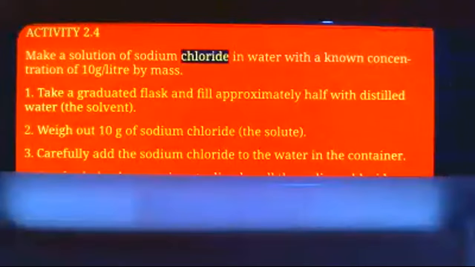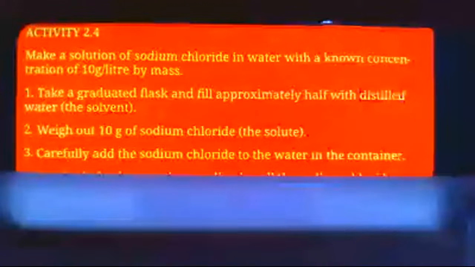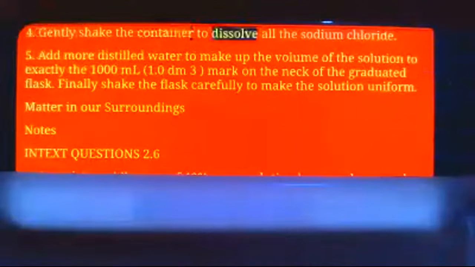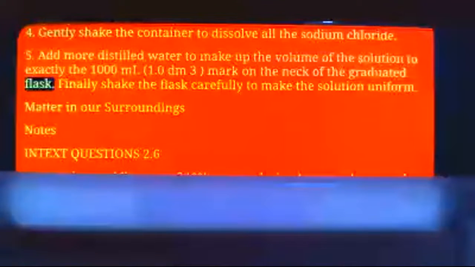Activity 2.4. Make a solution of sodium chloride in water with a known concentration of 10 grams per liter by mass. 1. Take a graduated flask and fill approximately half with distilled water, the solvent. 2. Weigh out 10 grams of sodium chloride, the solute. 3. Carefully add the sodium chloride to the water in the container. 4. Gently shake the container to dissolve all the sodium chloride. 5. Add more distilled water to make up the volume of the solution to exactly the 1000 milliliters, 1.0 decimeter cubed, mark on the neck of the graduated flask. Finally, shake the flask carefully to make the solution uniform.